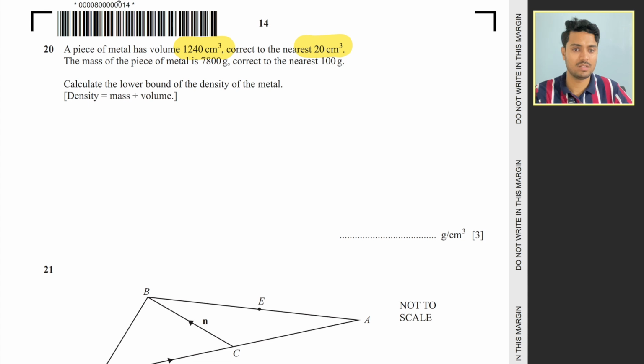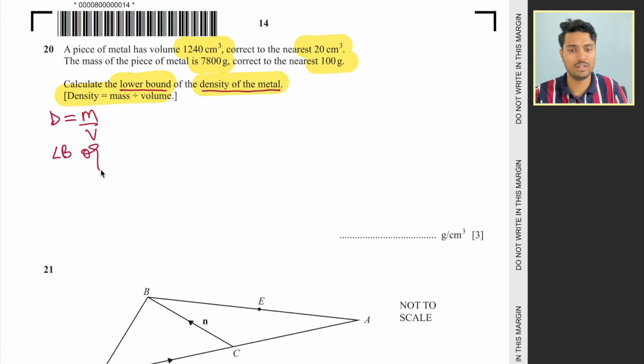The mass of the piece of metal is this much to the nearest 100 grams. Calculate the lower bound of the density of the metal. Density is mass upon volume. We have to find the lower bound of the density, so I have to write down lower bound of mass divided by upper bound of volume.